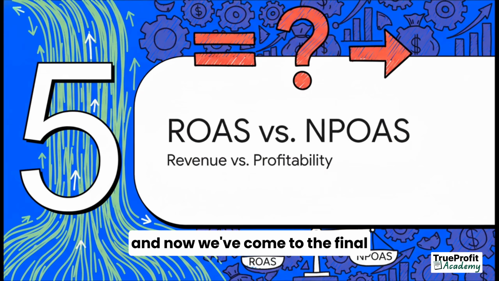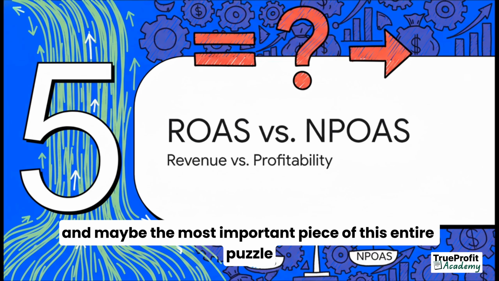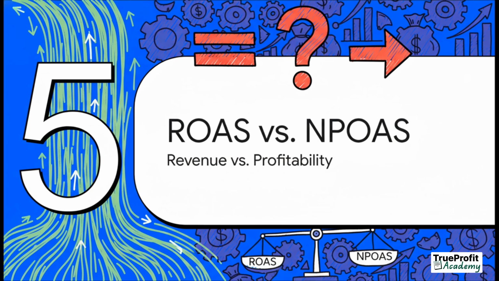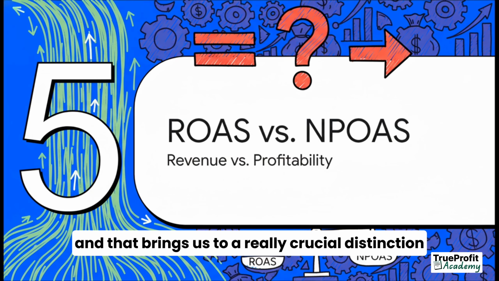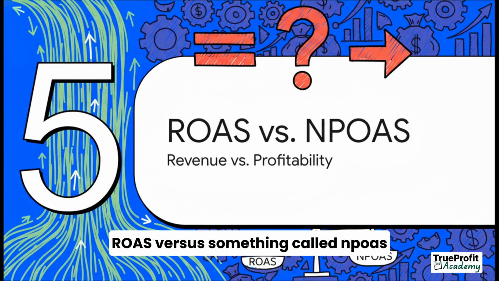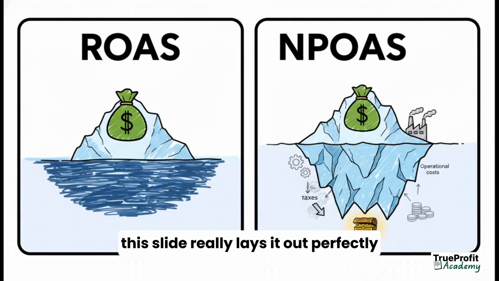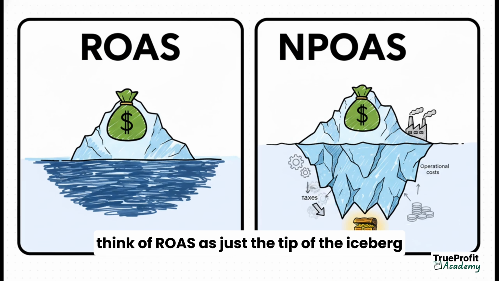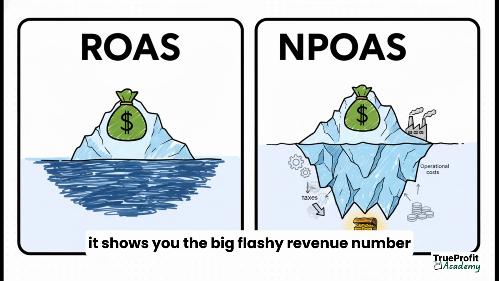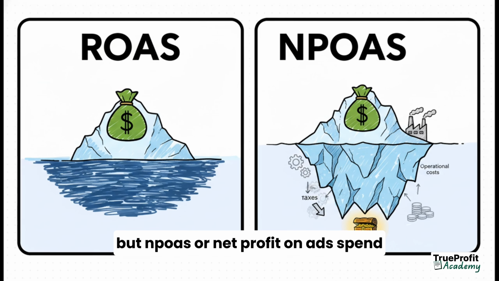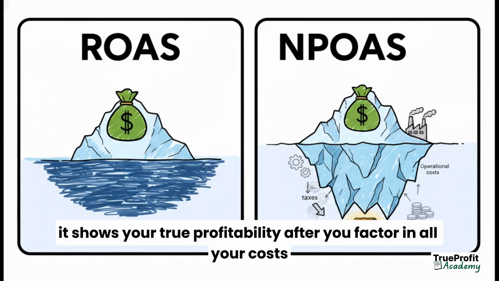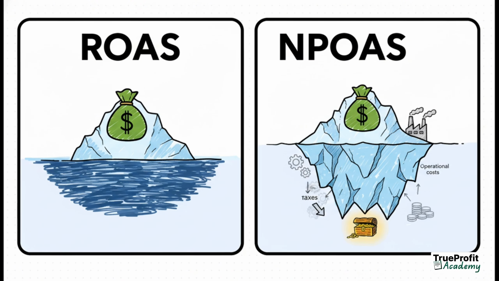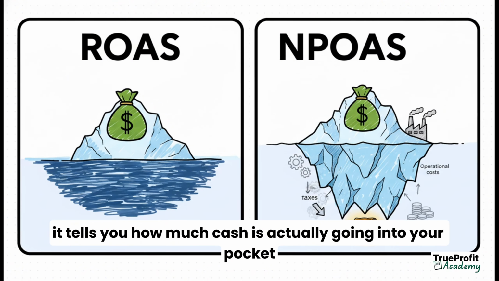And now we've come to the final and maybe the most important piece of this entire puzzle. We've talked a lot about revenue, but as we all know, revenue isn't profit. And that brings us to a really crucial distinction: ROAS versus something called NPOAS. This slide really lays it out perfectly. Think of ROAS as just the tip of the iceberg. It shows you the big, flashy revenue number. But NPOAS, or net profit on ad spend, shows you what's really going on beneath the surface. It shows your true profitability after you factor in all your costs, the product, shipping, everything. It tells you how much cash is actually going into your pocket.